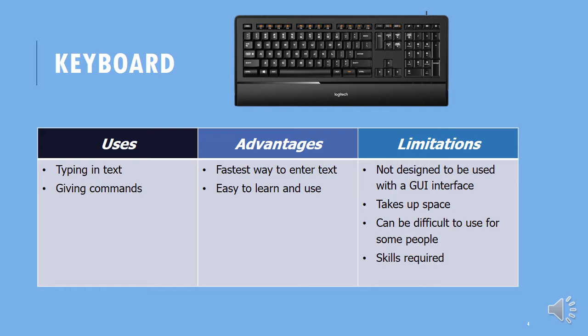First of all, the keyboard. You've done this in grade 10 and 11, but just to reiterate, it's for typing in text and for giving commands. You think of Control S, Control C, the F keys. There are a lot of commands that can be given by your keyboard as well. The advantage is that it's the fastest way to enter text. It's also easy to learn and easy to use. A fast typing skill is of huge benefit if you can do that.